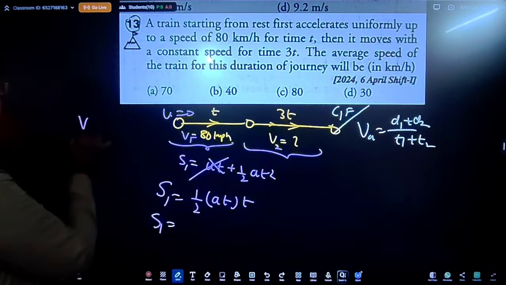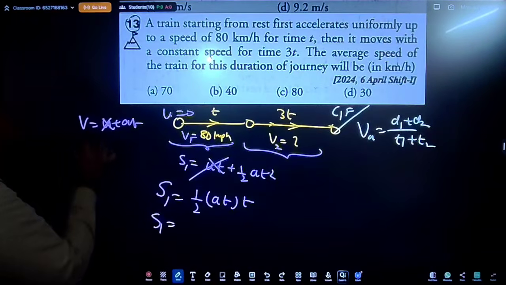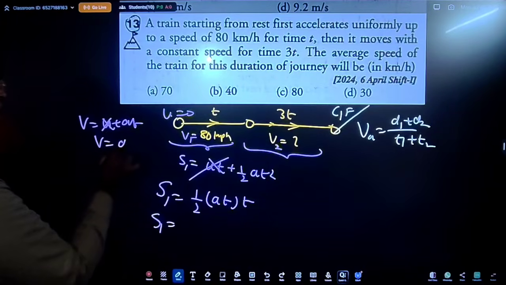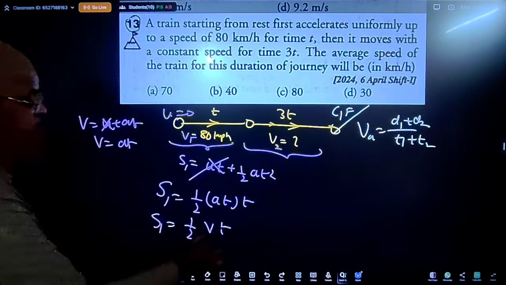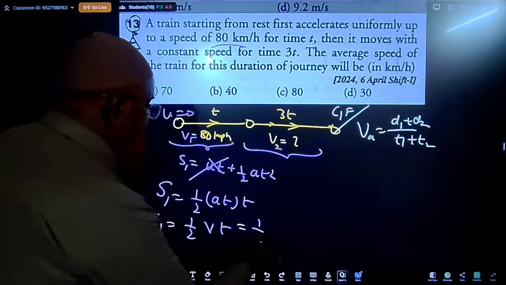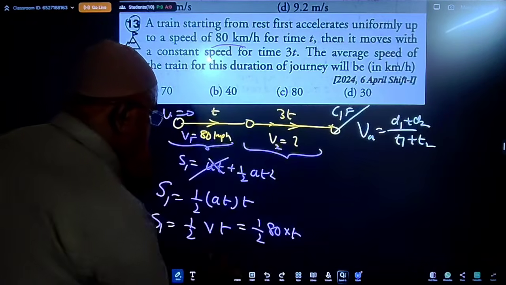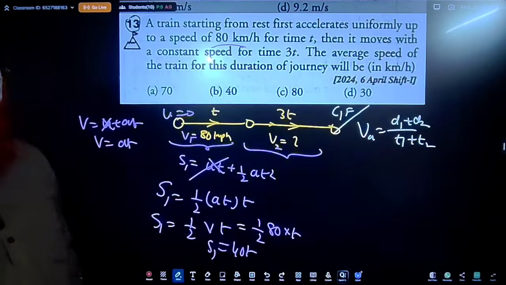You know v is equal to u plus at in the first case. So u was 0, v can be taken as at. So I can write this as half into v into t. With this I will get half into 80 into t, so it is 40t. S1 I got as 40t.